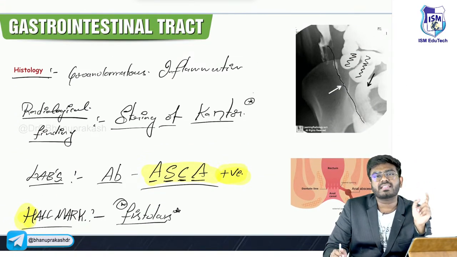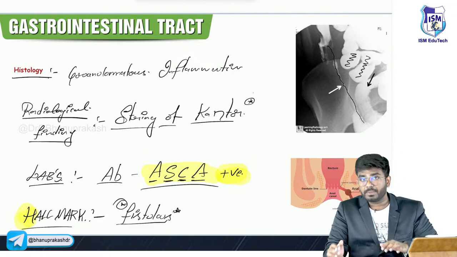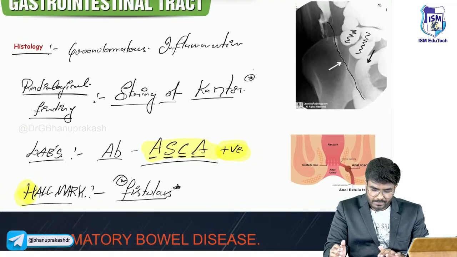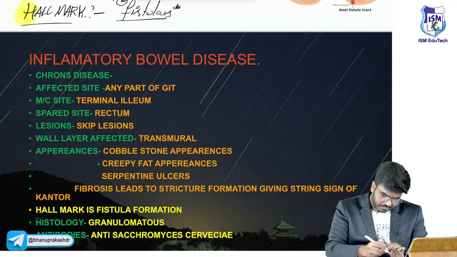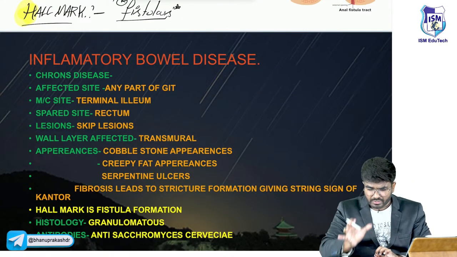Anti-Saccharomyces cerevisiae antibodies, granulomatous inflammation, string of Kantor sign, creeping fat appearance, serpiginous ulcers, stricture formation, skip lesions. All these are the important points about Crohn's disease. Just as a summary, I have given you in one slide.